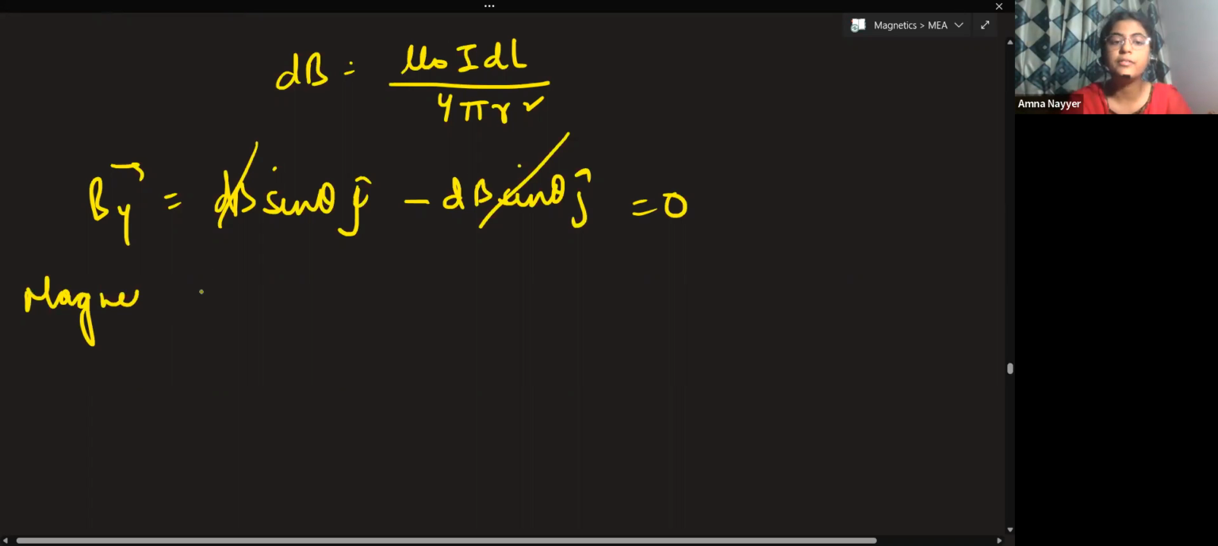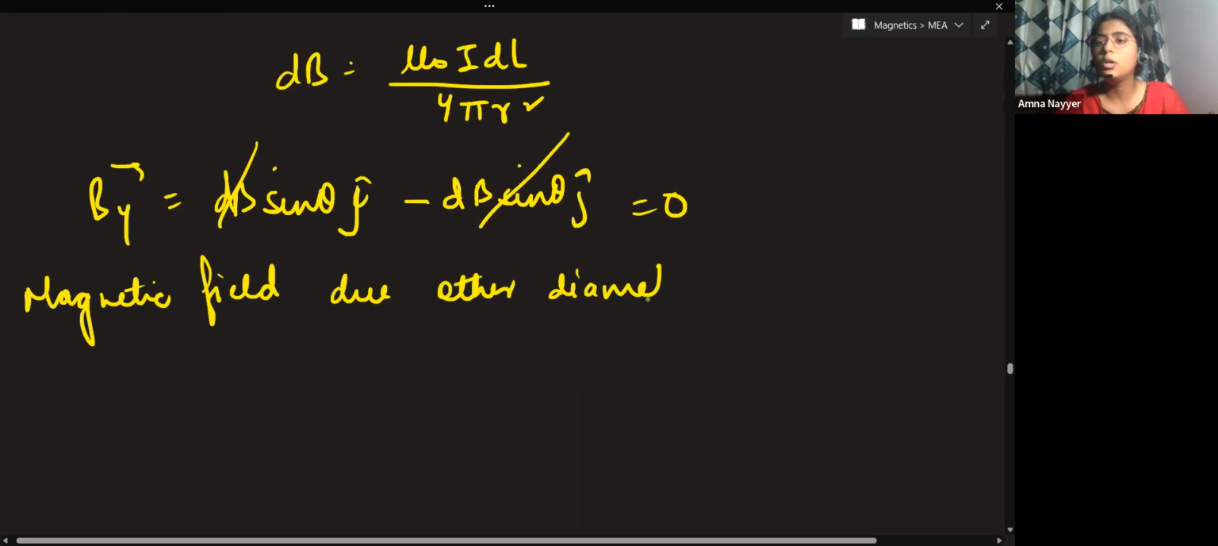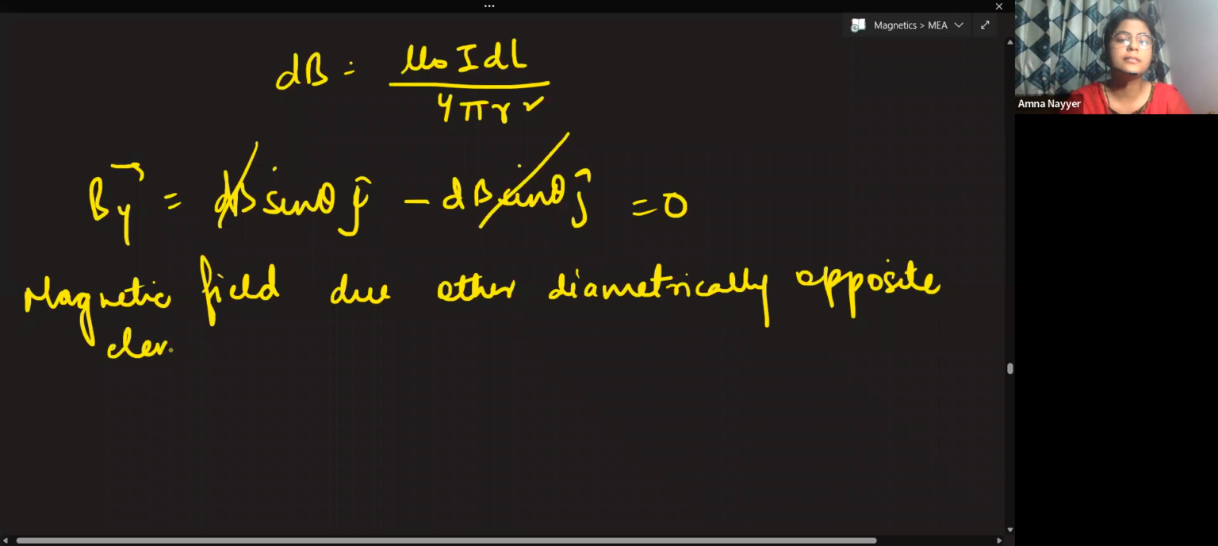Magnetic field due to the other diametrically opposite element. Don't think only 2 dl are there. So many dl are there like this. We are just considering the current elements that are at diametrically opposite ends. So this is the diametrically opposite element dl. This is also the same. So By will be 0, all the integrals of By.